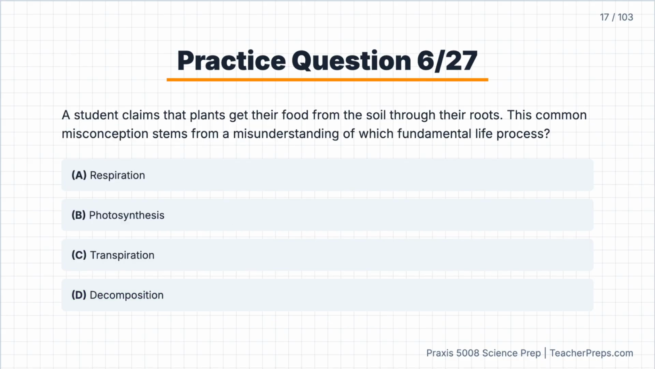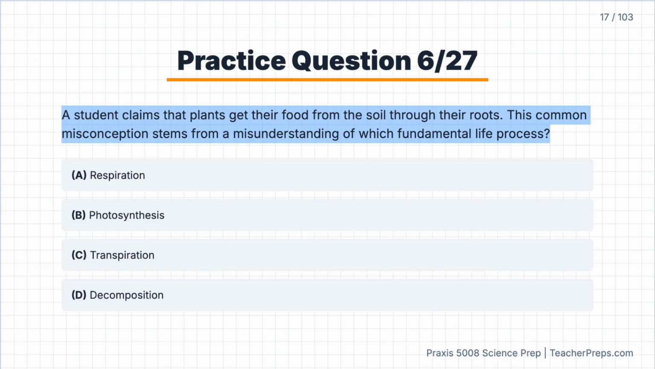effective strategy. Question 6 asks, a student claims that plants get their food from the soil through their roots. This common misconception stems from a misunderstanding of which fundamental life process? Is it A, B, C, or D?